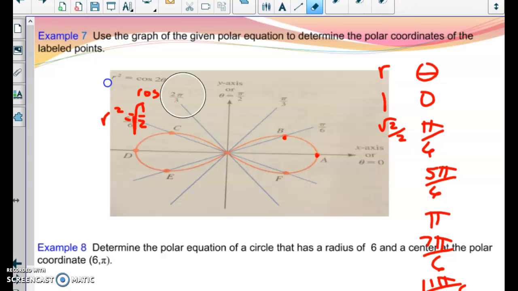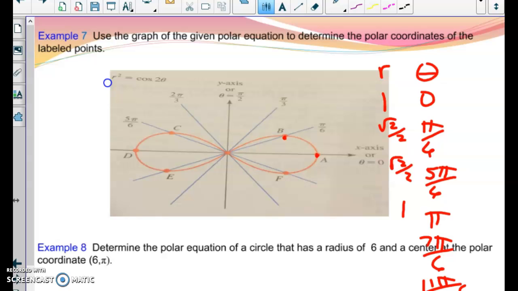When I do 2 times the 5 pi over 6, I get 5 pi over 3. And the cosine at 5 pi over 3, cosine is the x, I get positive half. And again, I get r squared equals a half, so square root of that, I get square root of 2 over 2. When I put in pi, 2 times pi is 2 pi, and 2 pi is the same as 0. Cosine at 0 is 1. Square root of 1 is 1.